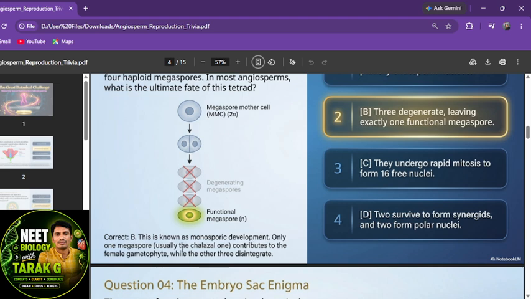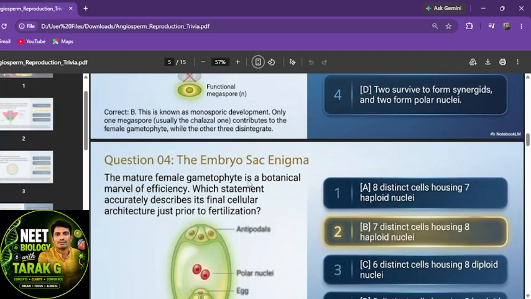Only one megaspore, usually the chalazal one, contributes to form the female gametophyte, while the others degenerate. This female gametophyte is the embryo sac. Right? The correct answer is the second. 3 degenerate, and the rest will be changed into the megaspore.